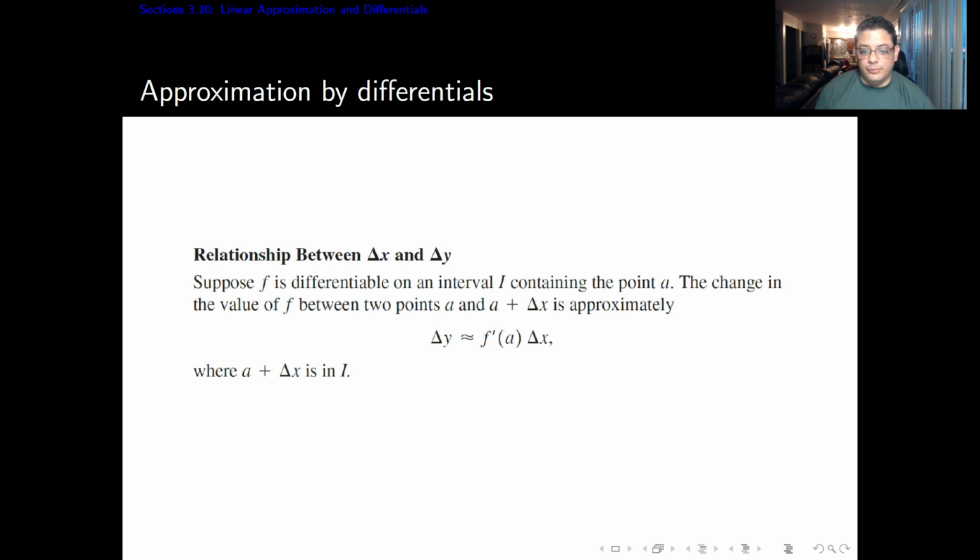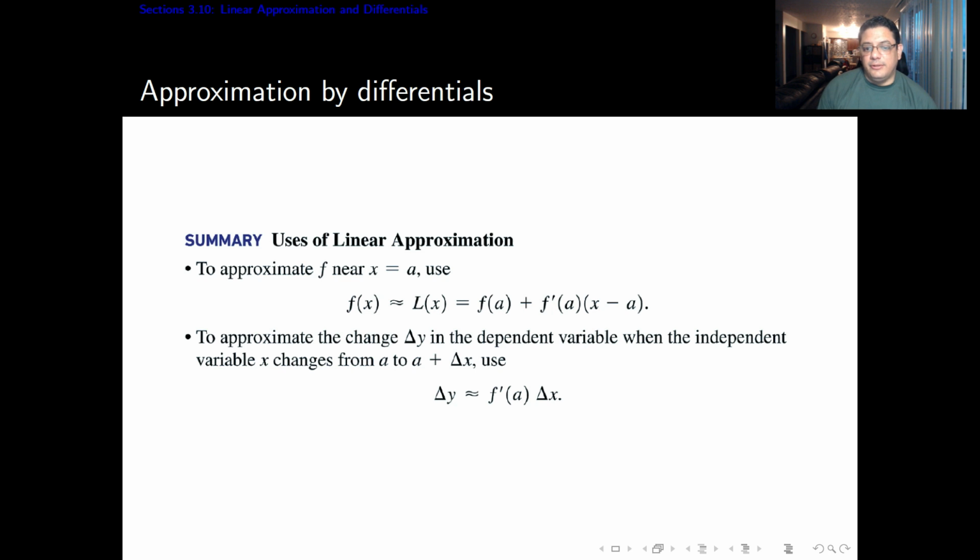And you can see this also as the change in y over the change in x being an approximation to f prime of a when we're in an interval close to a. And so thanks to that, we can think of the uses of linear approximation. We can use this L of x operator here to approximate near a value of x equals a. And we can use the formula for delta y to approximate the change in the dependent variable when the independent variable is changing. So it all depends on how much information you have: information on the change versus information on the function.